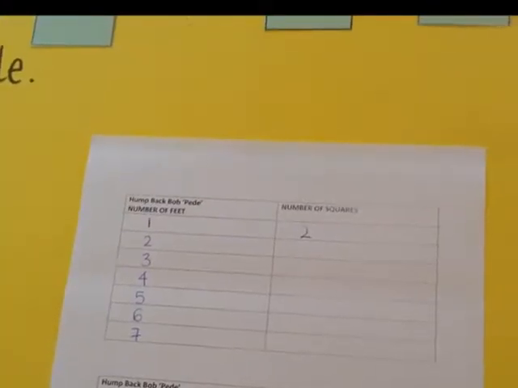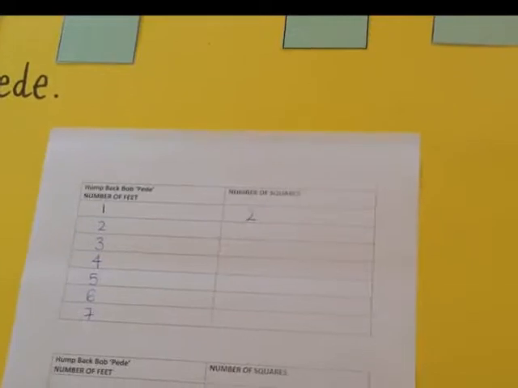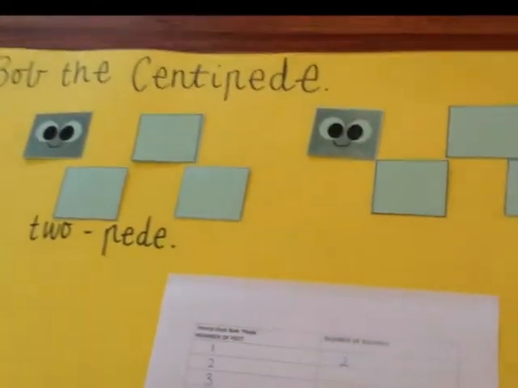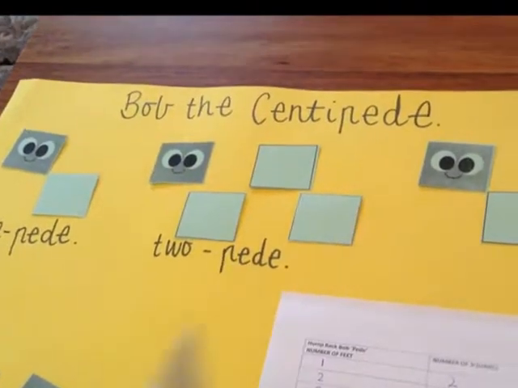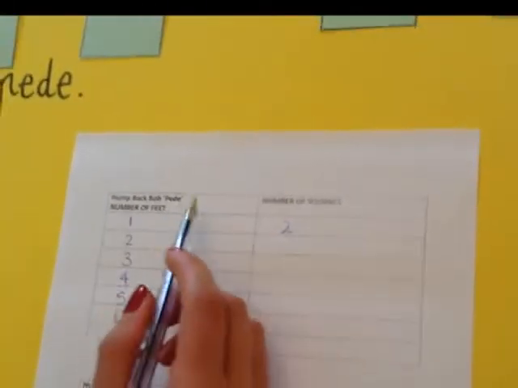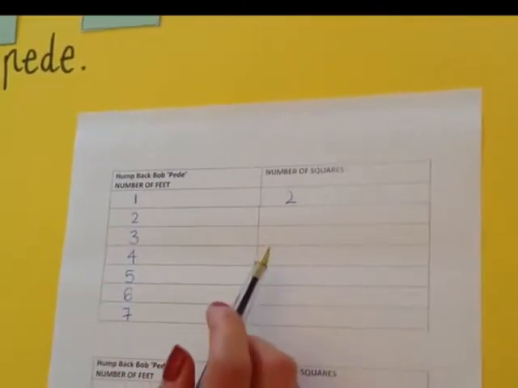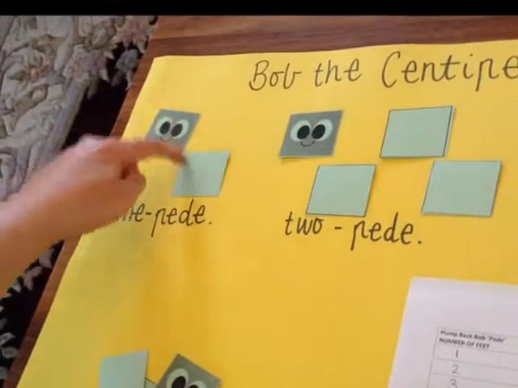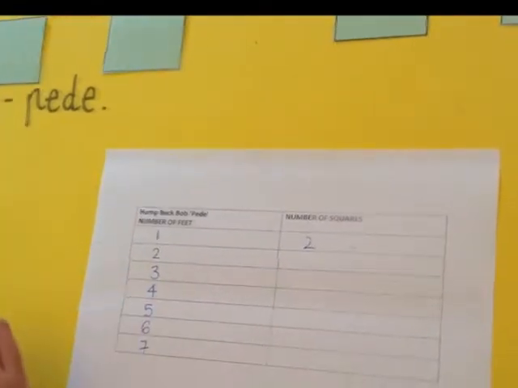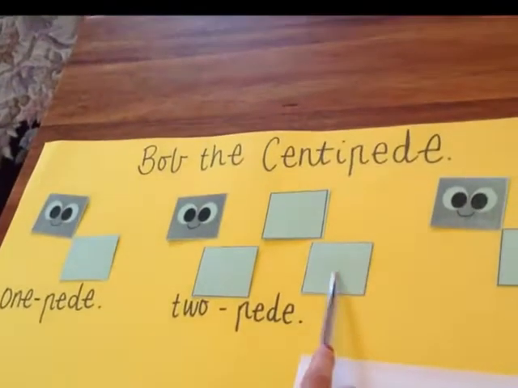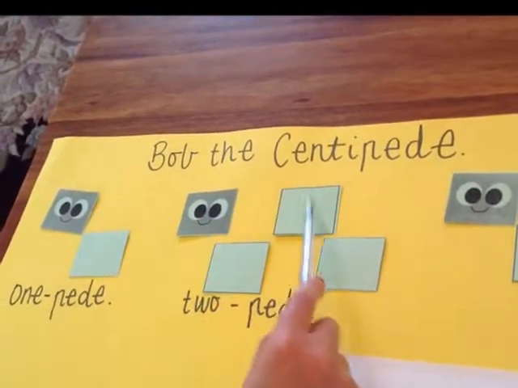After completing the pattern, students are able to fill out the table. This helps them link the missing elements and see it visually and be able to write it in the squares. So one humpback pede has 1 foot and 2 squares. So we'll write 2 here. A 2-pede has 2 feet, a head and a hump. So that's 4 squares.